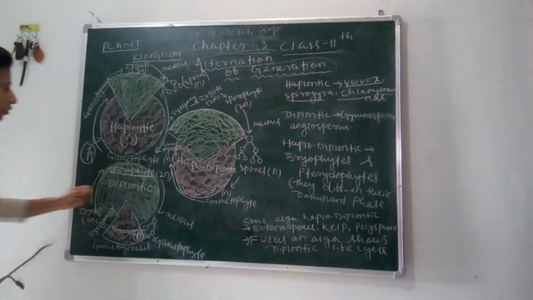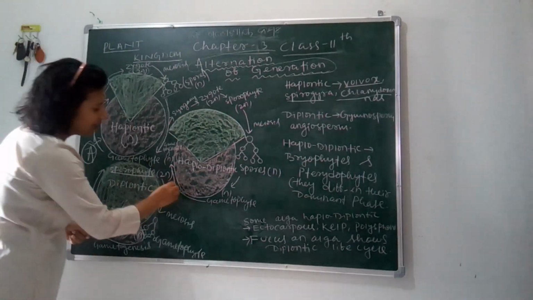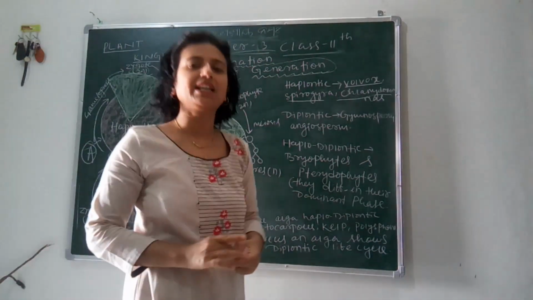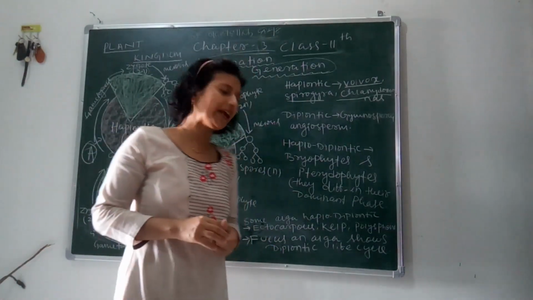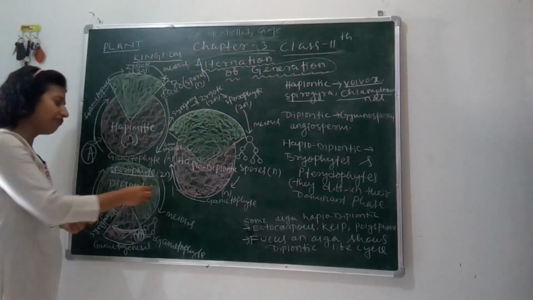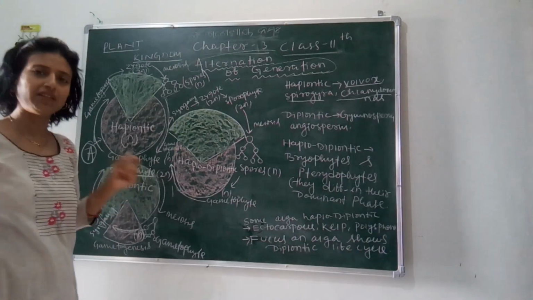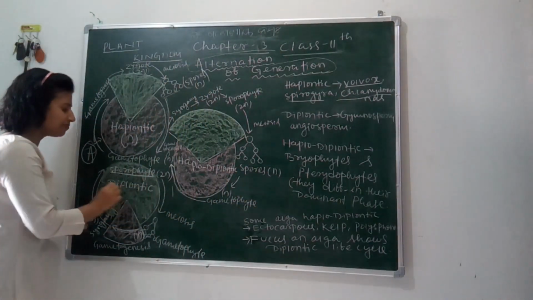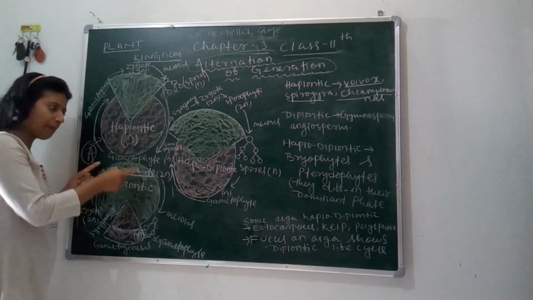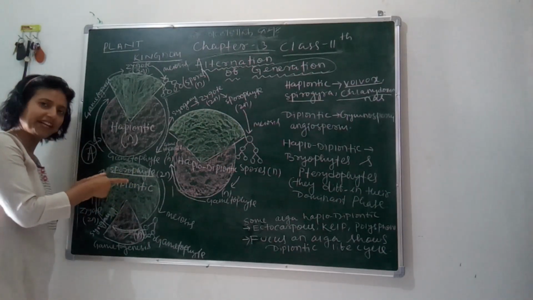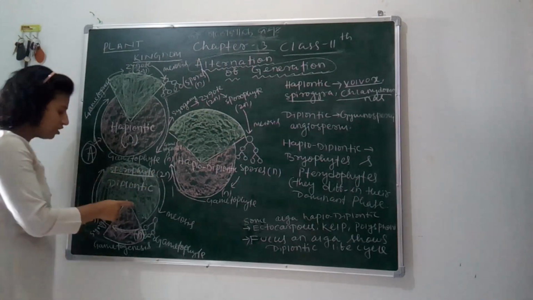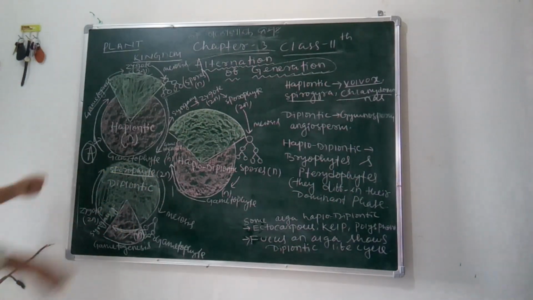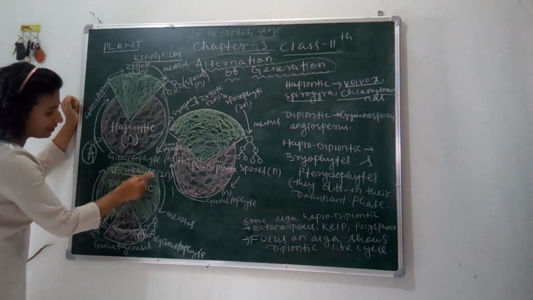Next is your diplontic life cycle. This is another type of cycle shown by different divisions of plant kingdom. It represents when the organism spends its maximum time in the diplontic phase, means the 2n phase, means the parent body exists in the sporophytic phase for a long time. So let's see how this occurs. Look at this. This is sporophyte, means 2n.